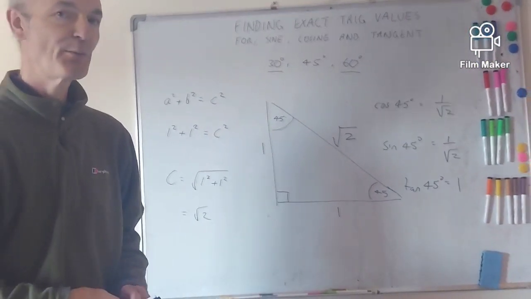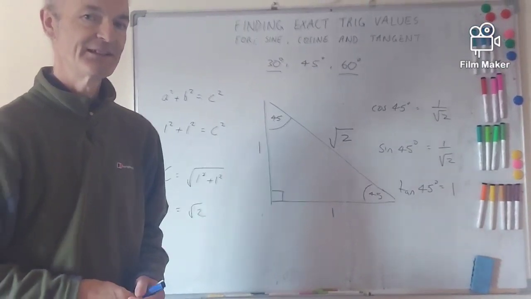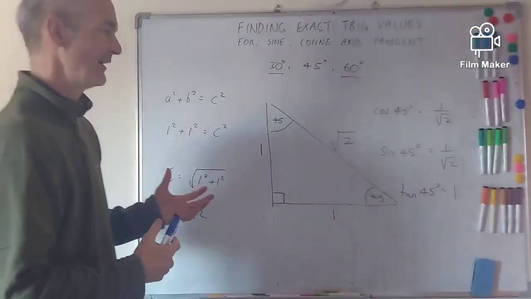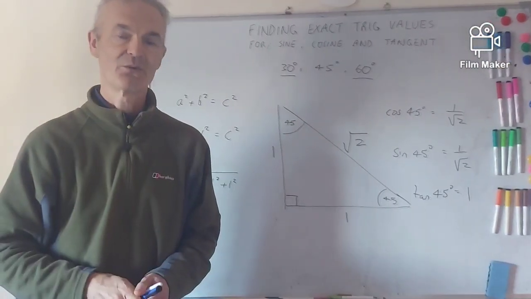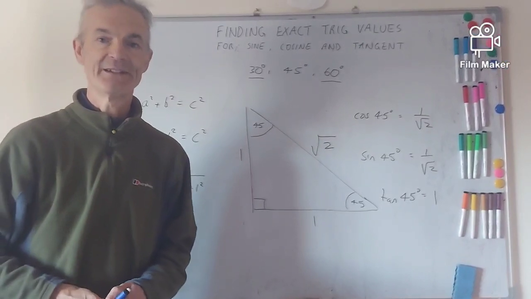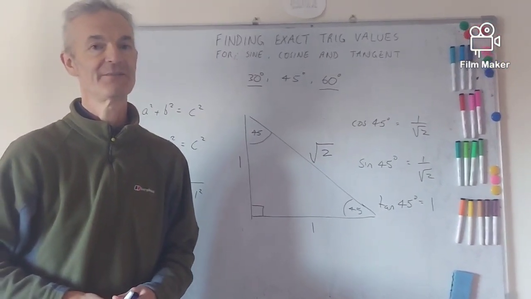So those are the most common ones. Obviously you can learn them off by heart if you want, but if you use the method that I've shown you here, you've got a way of working it out, which is probably the better way to do it rather than trying to commit everything to memory.